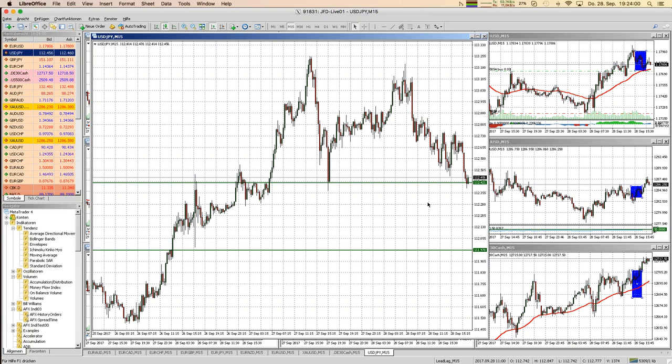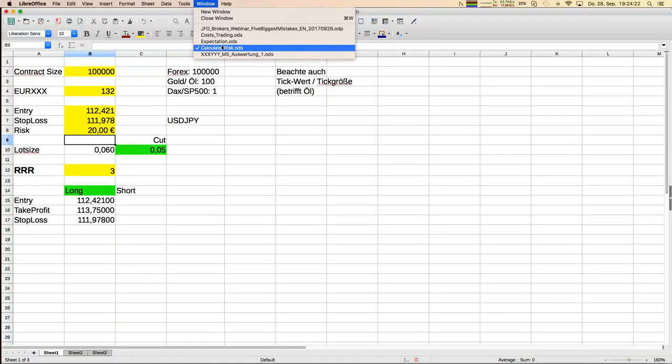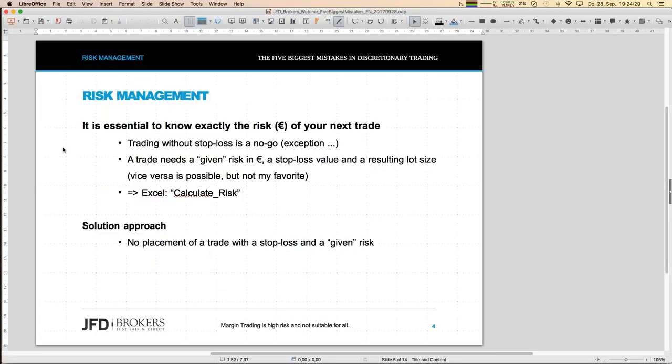But it's not my favorite because I want to adjust my stop loss to the chart itself, like looking for resistance lines or something like that, or, and that is the next topic, some other helpful tools to come to a stop loss value. But let's see. So the risk calculation is essential. Not doing this, I think, is one of the biggest mistakes people can make in their trading activities.